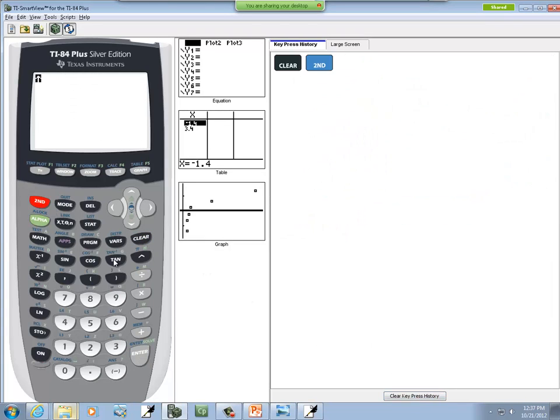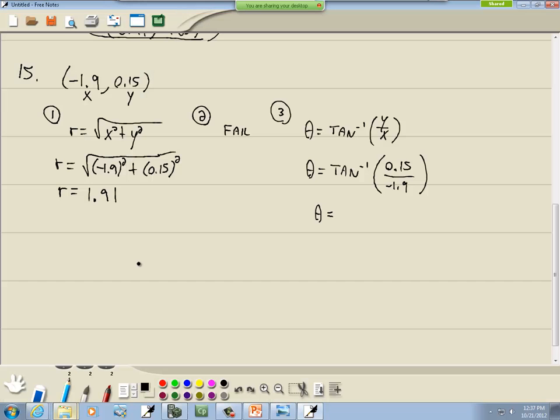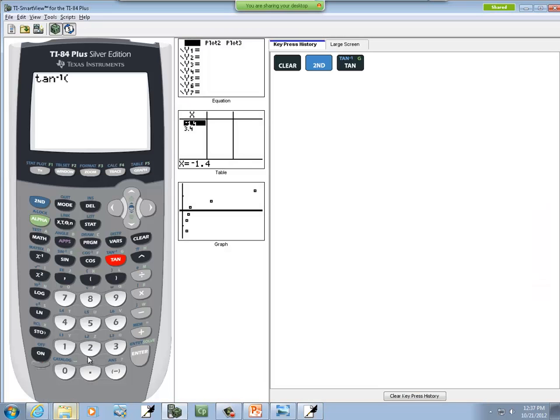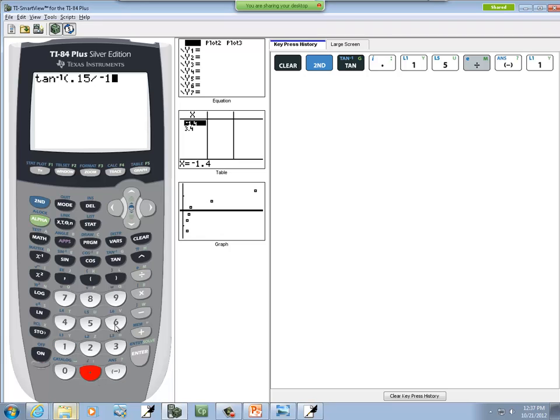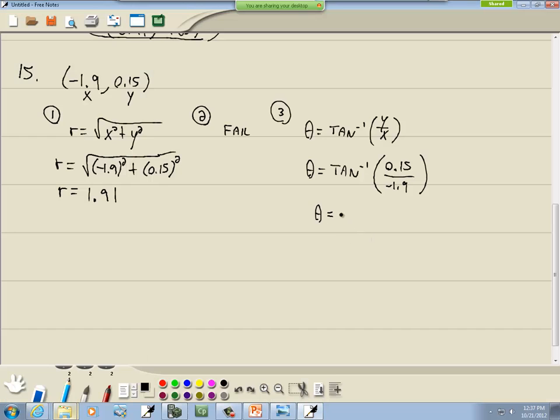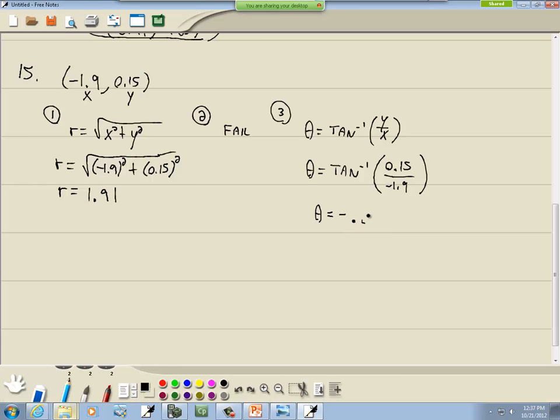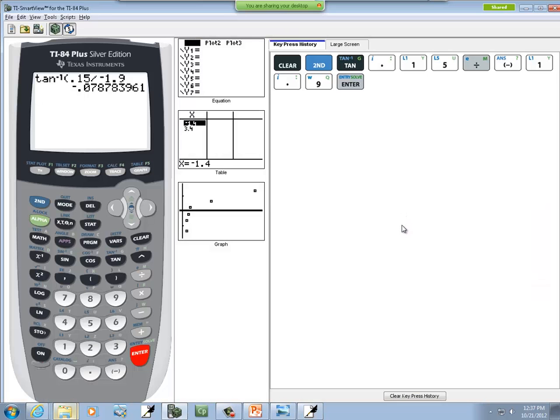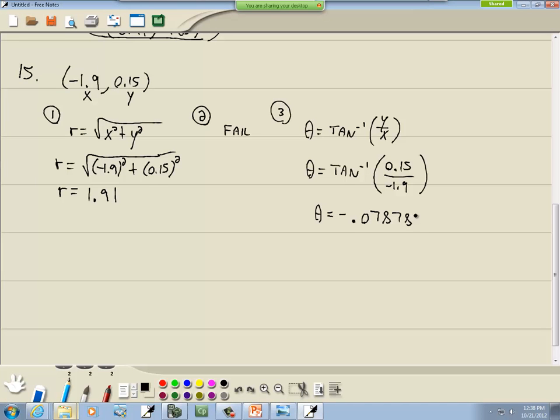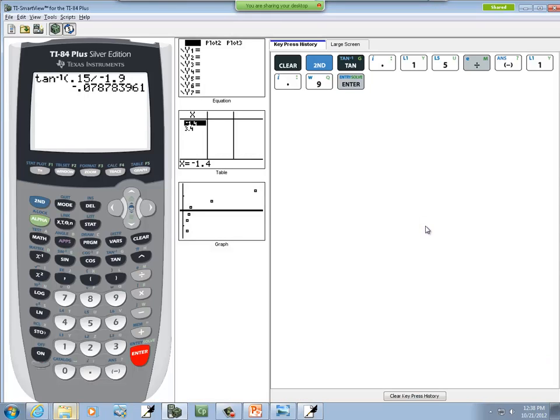So I do second. What am I in? I'm in radians. Okay. And then second tangent of 0.15 divided by negative 1.9. Enter. And we get negative 0.08. Actually, let me put all the decimal places. 0.0787839 61.